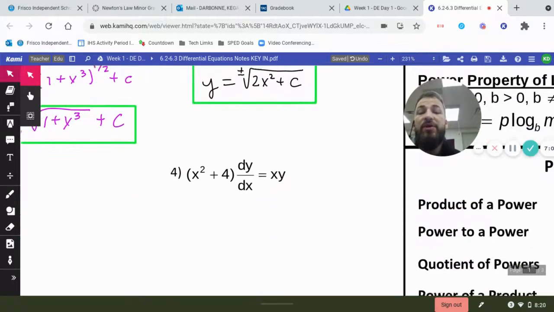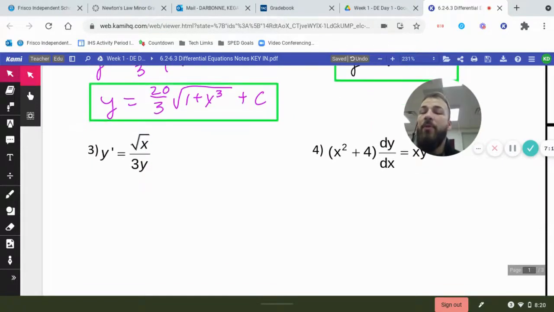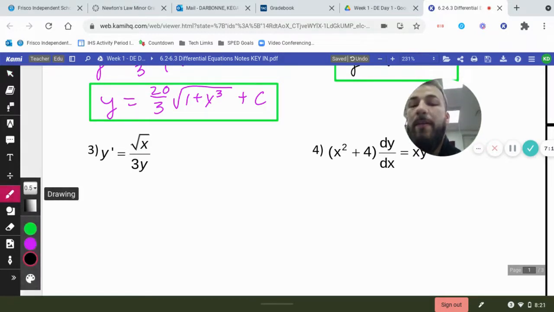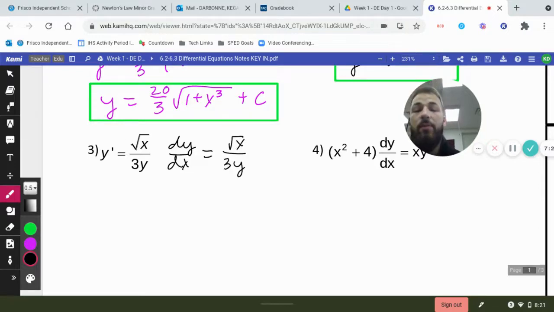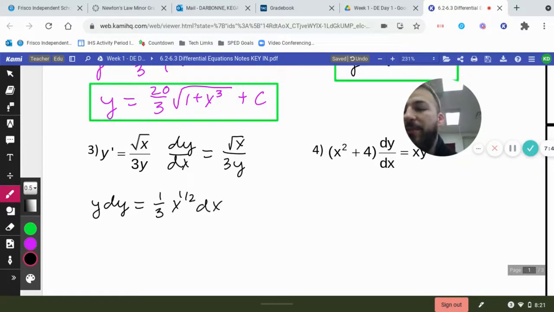Okay, let's keep looking at some more. So number 3, we have y prime is equal to the square root of x over 3y. So same thing. First and foremost, I want to change that y prime to be dy over dx. And then, of course, over on the right, I still have square root of x over 3y. So then I can multiply the y over, multiply the dx over. So this becomes y dy is equal to 1/3 x to the 1/2. I'm just going to go ahead and change that since I know I need to integrate.